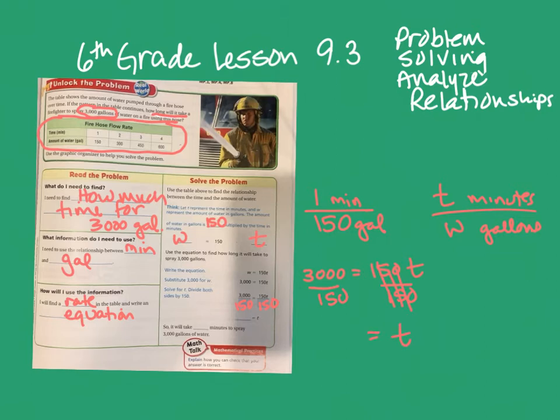And then 3,000 divided by 150 is going to be 20. So it will take 20 minutes to spray 3,000 gallons of water at that rate. So we use the information they gave us as a tool, break it down to be usable for us. And then we were able to figure out, okay, it's going to take 20 minutes.